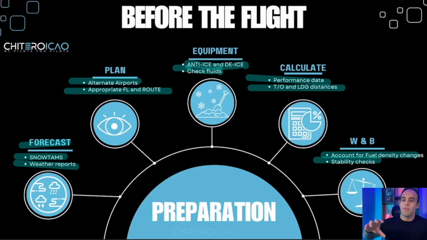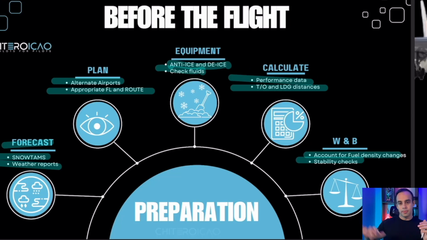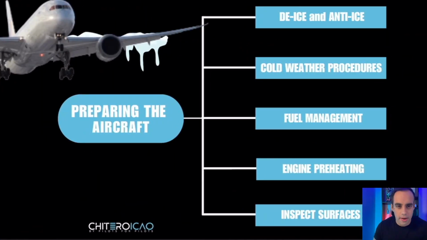So how do we prepare a flight when we know we are going to face extreme weather conditions? First, we read all the forecasts. After that, we plan the flight with the alternate airports and the appropriate flight level and route. We need to check our anti-ice and de-ice equipment and fluids. We also calculate our new performance data and takeoff and landing distances. We also need to account for fuel density changes and our stability checks. Basically, it's a normal flight, right? This is what we already do. We need the extra care when we know it's going to be extremely cold. Roger? Preparing the aircraft. How do we prepare the aircraft after that?